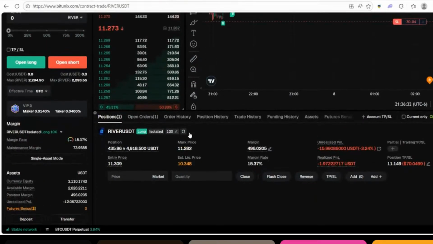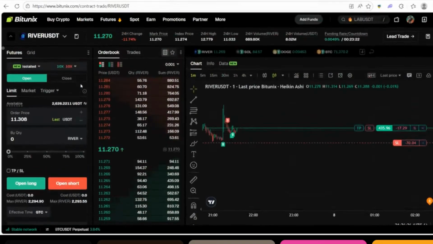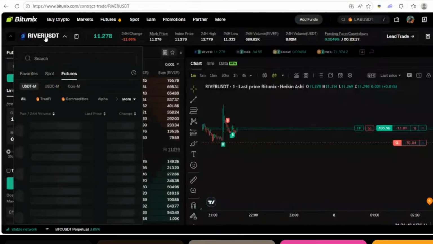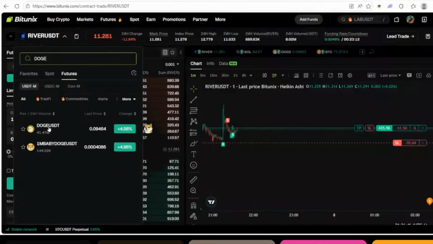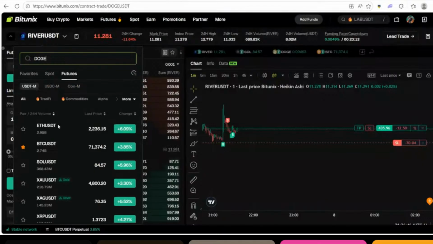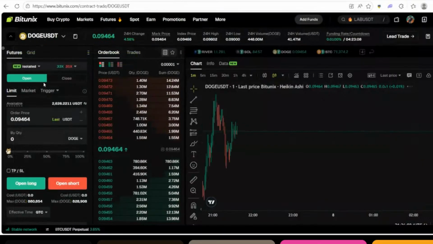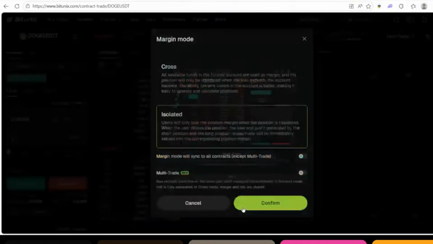All right, so basically when you're doing a trade here, the first thing you've got to do is find your coin. So let's say we're doing Doge, right? So top left, it should be all top left. You type in Doge. You're going to pull up your coin. Very first thing that you do is you go here to where it says isolated and crossed, right?